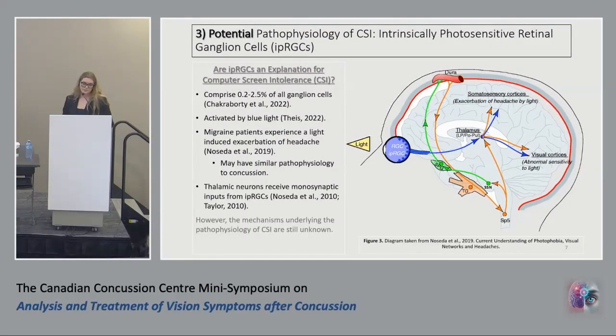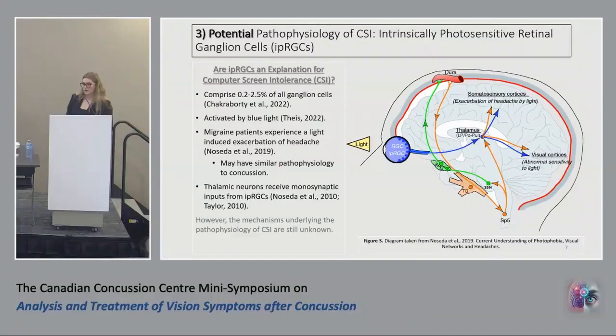The last potential pathophysiology that I'll be discussing has to do with the intrinsically photosensitive retinal ganglion cells. These cells comprise 0.2 to 2.5% of all ganglion cells, and they're located everywhere within the retina except the fovea. Both fluorescent lighting and electronic devices contain blue light. And it just so happens that the ipRGCs are activated by blue light.